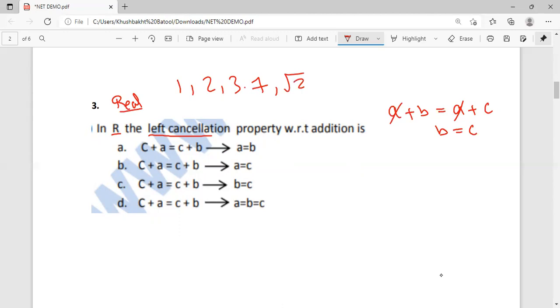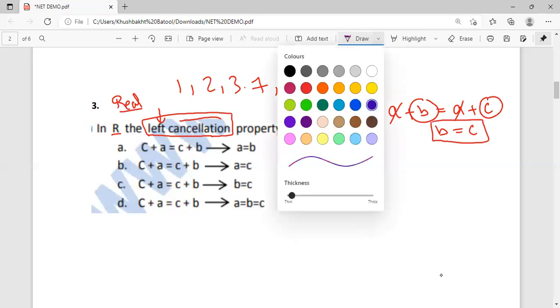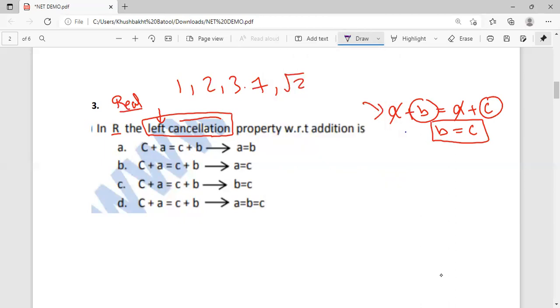Here you need to see what the left cancellation property is. Left is self-explanatory. Left means left. And cancellation means that one variable would be common on both sides, just like I've discussed, and you'll be left with two variables only. So these two variables would be equal. This is just a little background so you understand things well. Now let's look at the options.